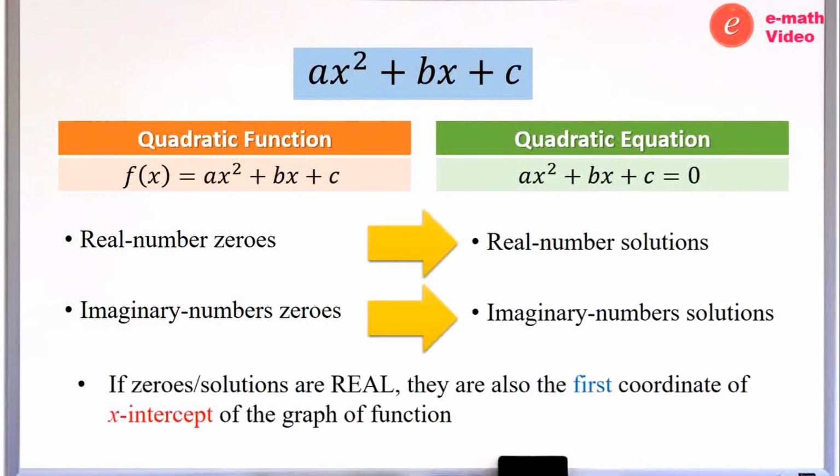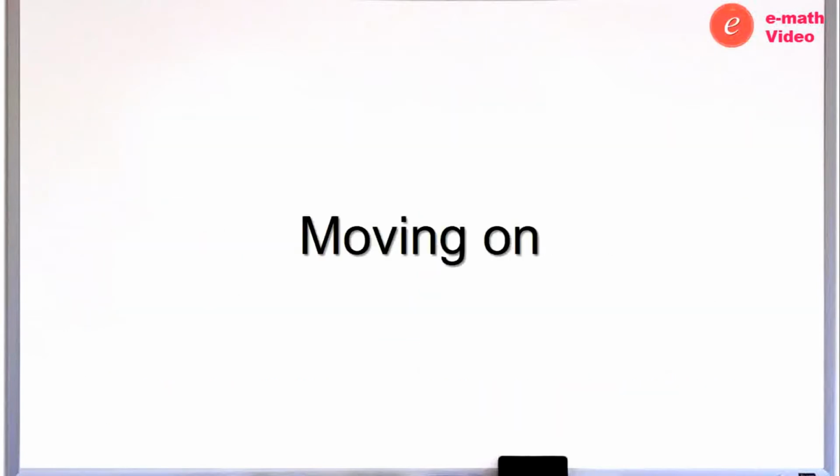Typically, if the zeros or solutions are real numbers, they are also the first coordinate of the x-intercept of the graph of quadratic function. For the imaginary zeros of function, I will explain together with the discriminant in the later part of the video. Moving on.